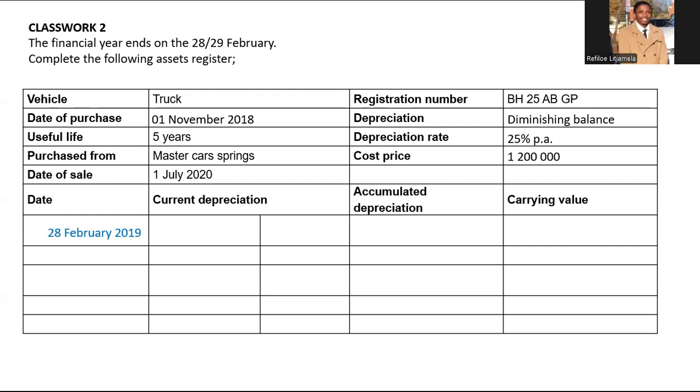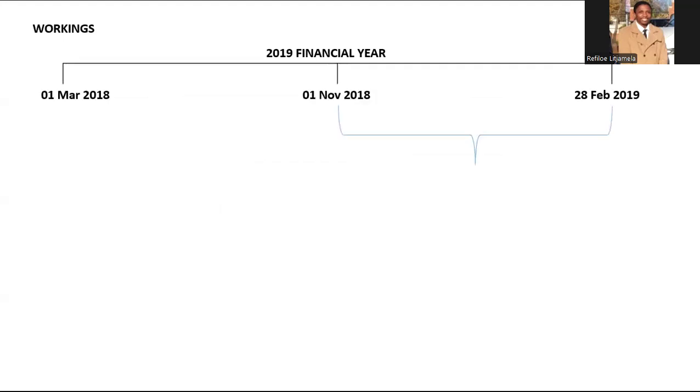How long did I use this asset? From the beginning of the year when the asset was purchased to the end of the year, I used it for 4 months. So it will be 1.2 million times 25% times 4 over 12. It was used for 4 months that year, from the 1st of November.